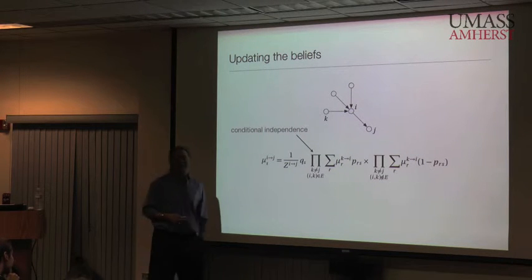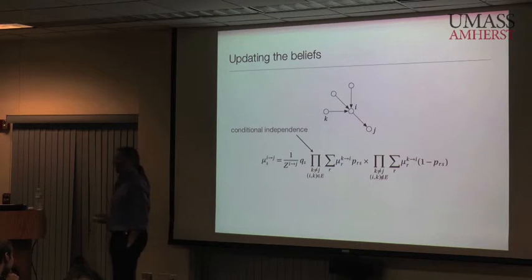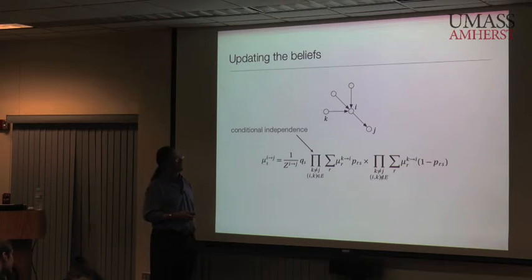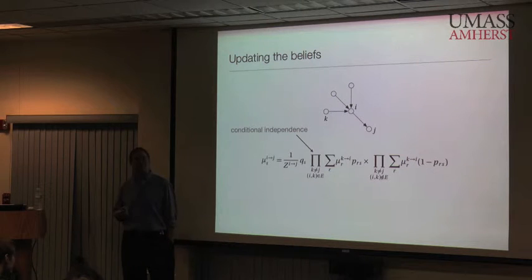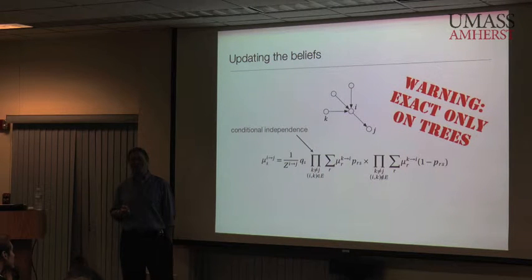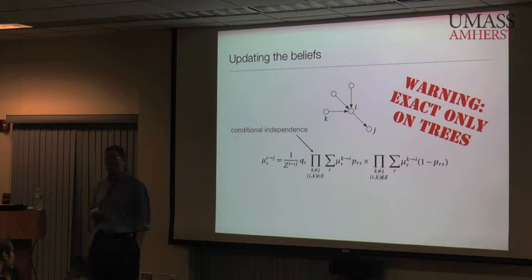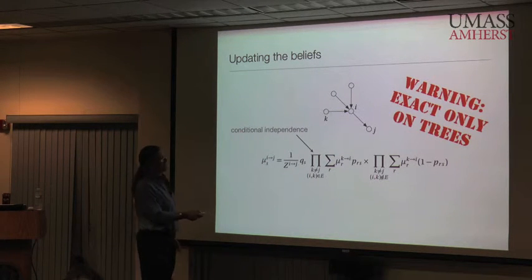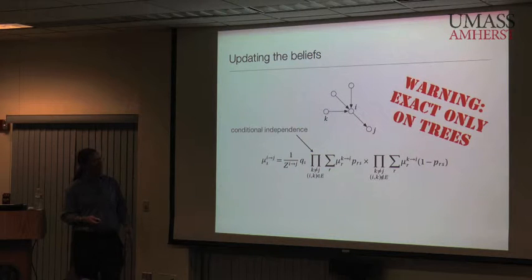Understanding how badly this assumption damages our estimates is an active field of research. But one thing I can tell you, as a warning label, is that this is exact only on trees. So if the network were really a tree, this would be fine. Except for these things, don't worry about them. Of course, hardly any real network is a tree, so all right, but let's try it anyway and see how well it does.